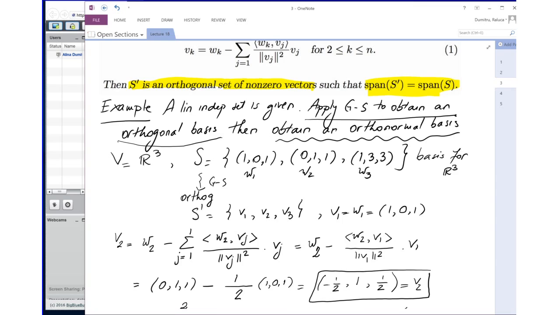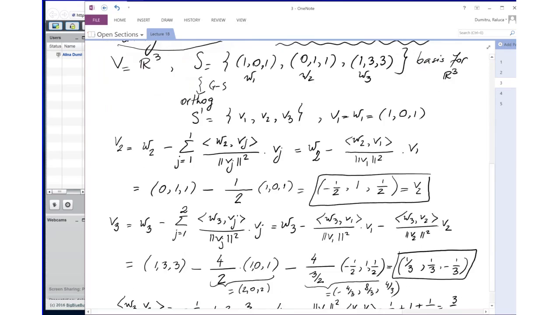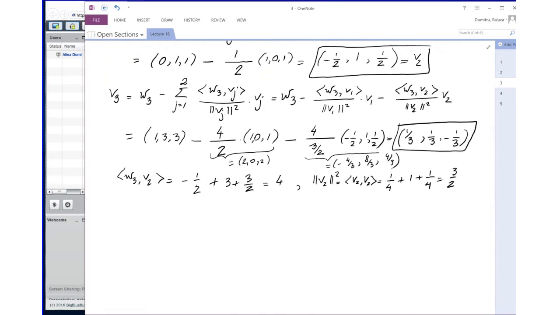When you divide a vector by a scalar or multiply a vector by a scalar, you're not losing the orthogonality, right? Because the scalars, you can just move them out of the inner product. Nothing changes there. All right, so to get an orthonormal basis, I'm going to take every vector in S prime and divide it by its norm.